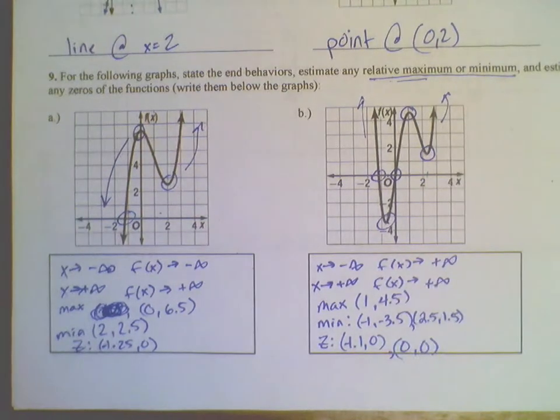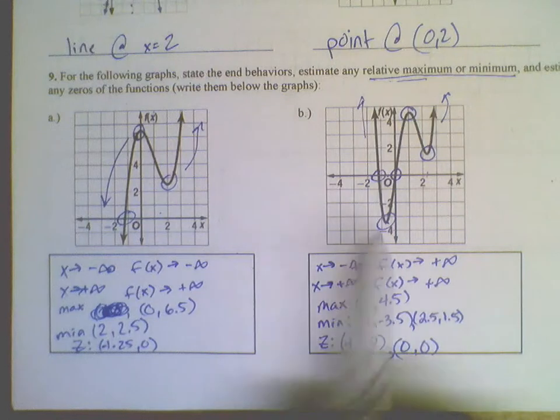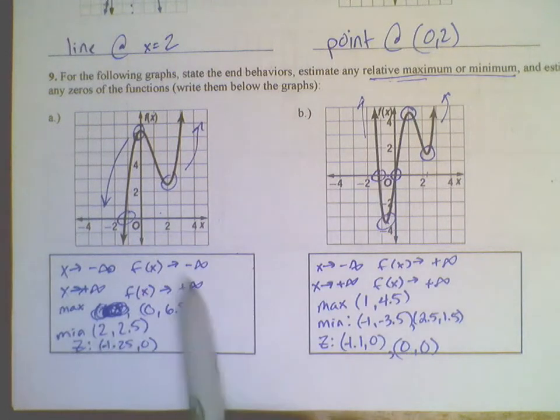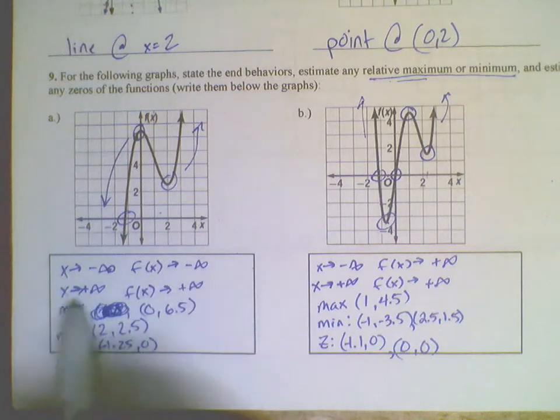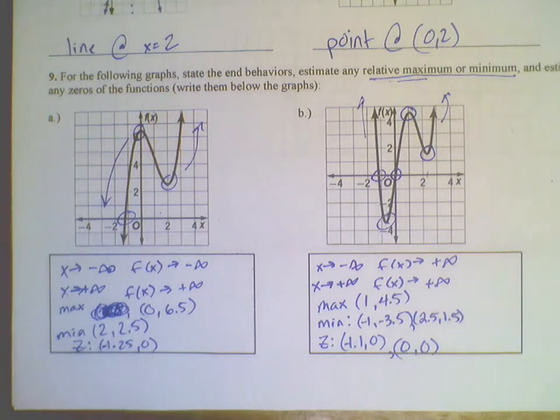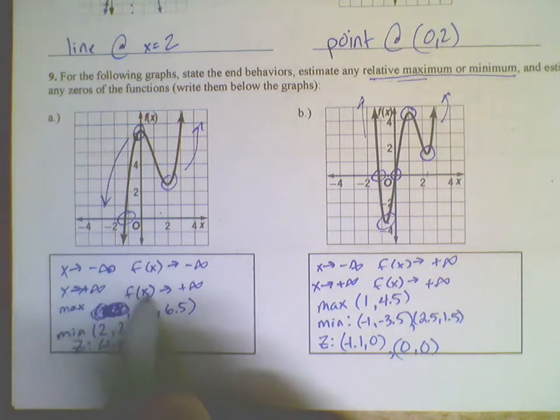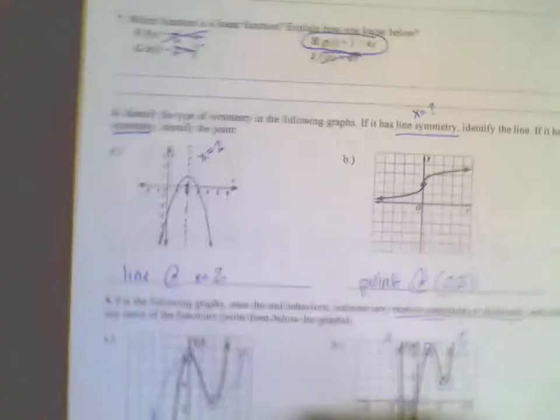Okay, so these ones are going to be worth a lot of points because there's a lot of information. You have to look just like that when you put your information in there. So remember, you have to do that end behavior notation just like that. So as you go to the left, what happens? As you go to the right, what happens? Okay, so remember these. Okay, on to the next page.